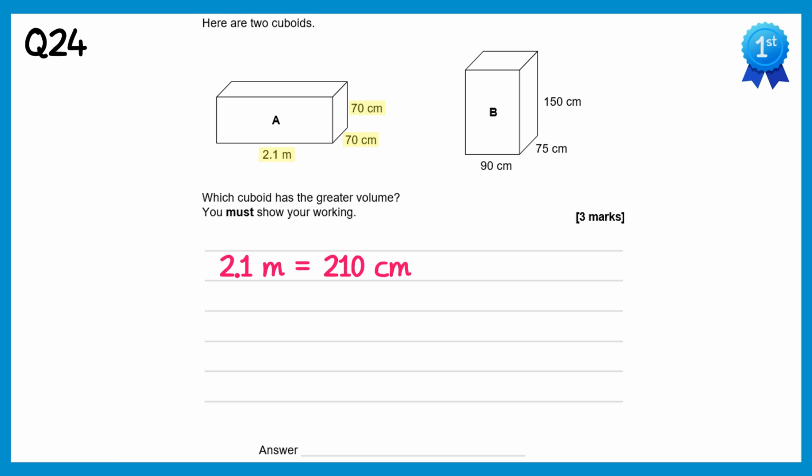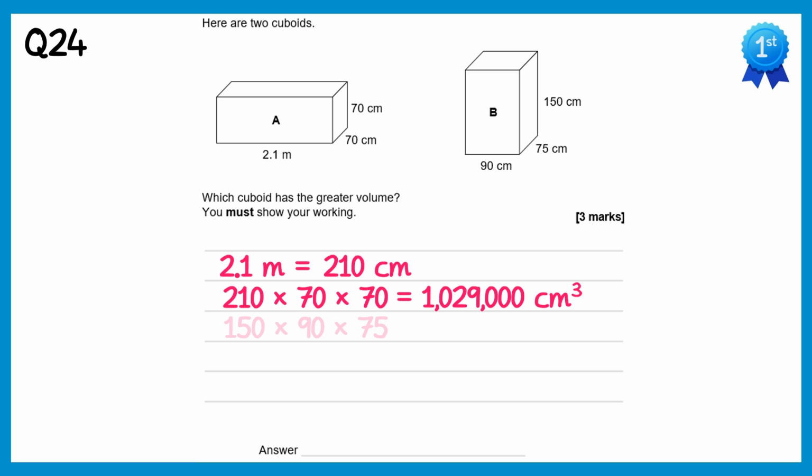Now I can find the volume. For a cuboid, you just multiply all 3 of the lengths, so we've got 210 times 70 times 70, which gives you 1,029,000 centimeters cubed. For cuboid B, they're all in centimeters already, so I'll just multiply all of those, and it gets me 1,012,500 centimeters cubed. We were asked which one has a greater volume. The volume for A was greater, so the answer is A.